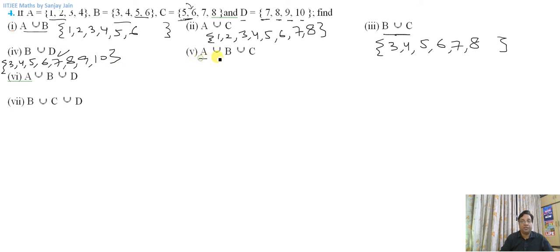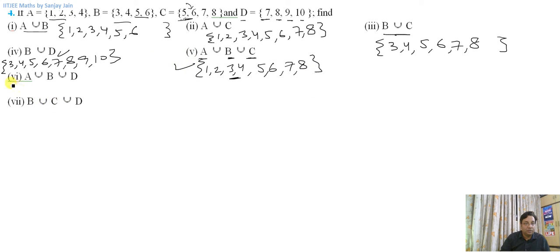Now what about A union B union C? So it will have all the elements that are there in A, that are there in B. I have not written the common elements again, because I have already written them. It doesn't make sense in a set to write the elements repeatedly. So set C has got elements 5, 6, 7, 8. 5, 6 we have already taken, so 7, 8 will be written here. So this is my set.